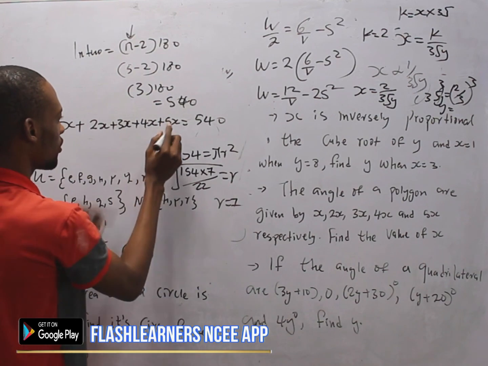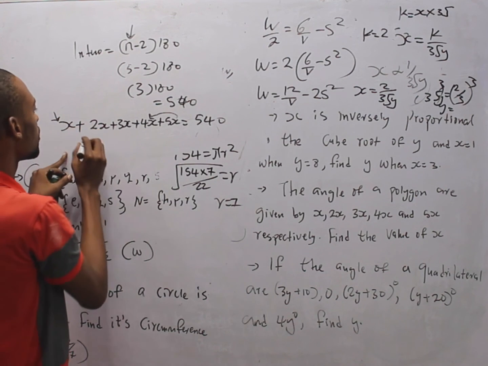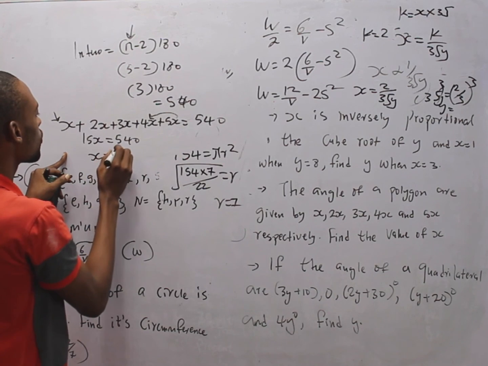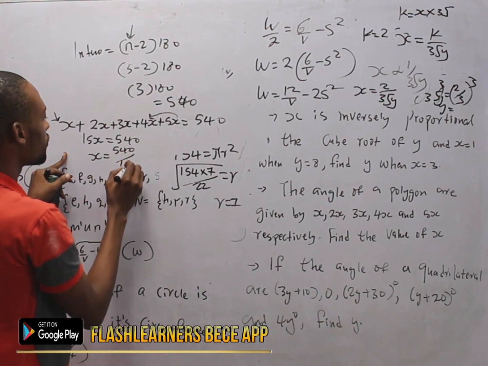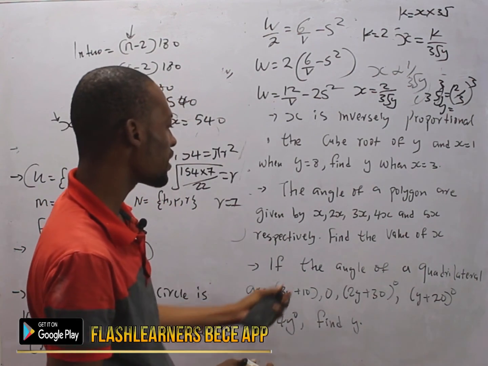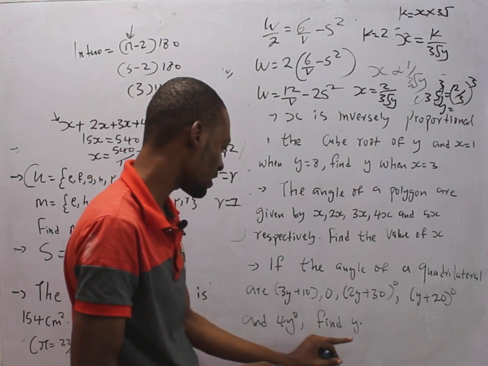That is 5 plus 4, 9, 10, 15. Okay, 15S is equal to 540. S is equal to 540 over 15. You get your answer.